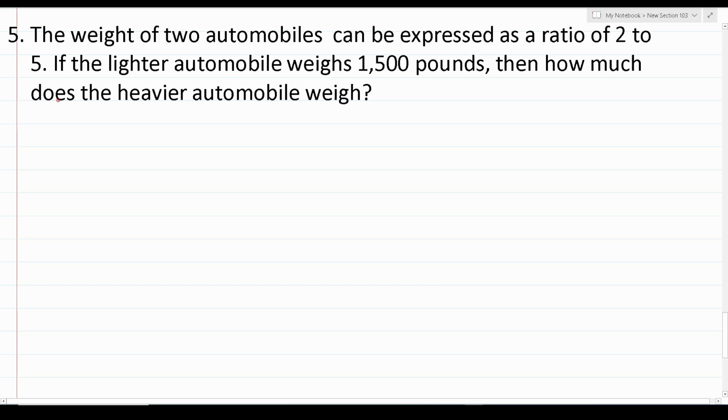All right, so number 5 says the weight of 2 automobiles can be expressed as a ratio of 2 to 5. If the lighter automobile weighs 1,500 pounds, then how much does the heavier automobile weigh? All right, so if you watched my video yesterday on ratios, rates, and proportions, you'd realize that we can actually use a proportion to quickly solve this one.